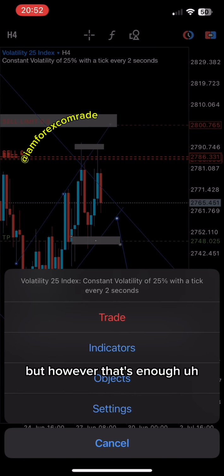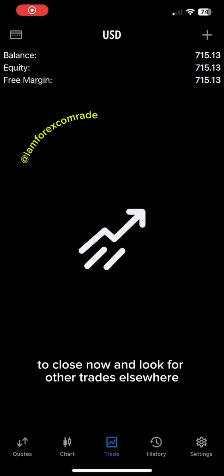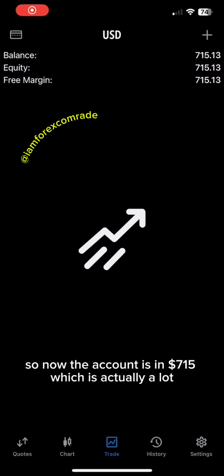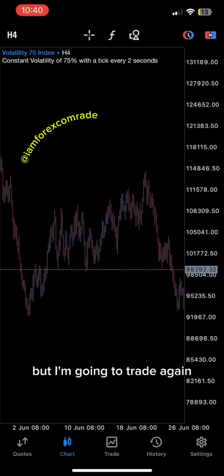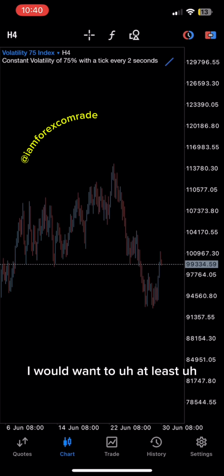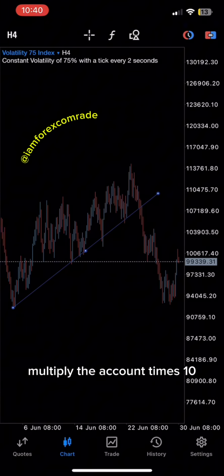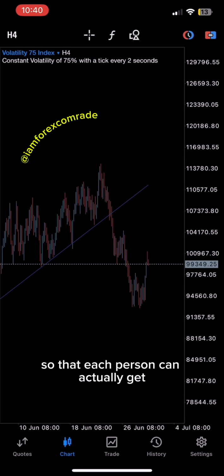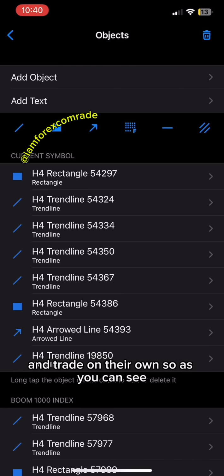But however, that's enough on volatility 25. I'm going to close now and look for other trades elsewhere. So now the account is at $715, which is actually a lot, but I'm going to trade again so that we can maximize this profit. I would want to at least multiply the account times 10 so that each person can actually get enough to fund their own accounts and trade on their own.